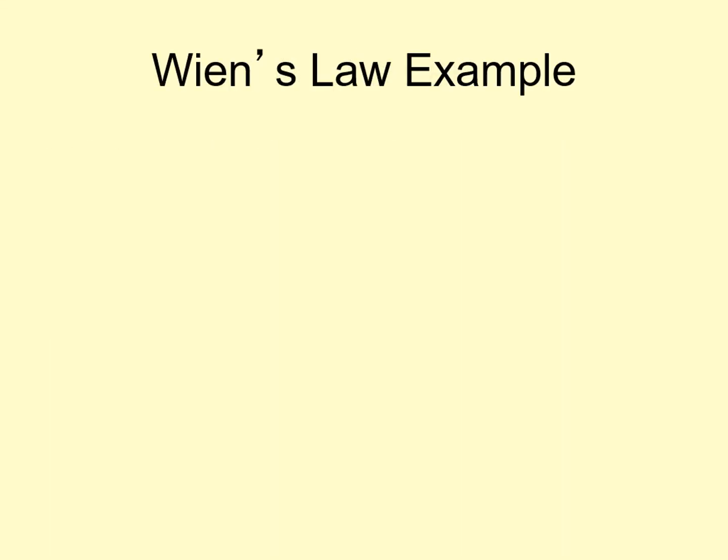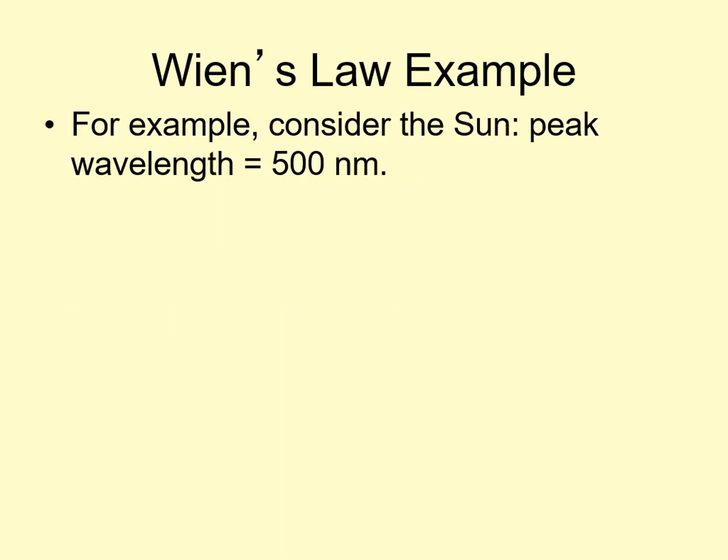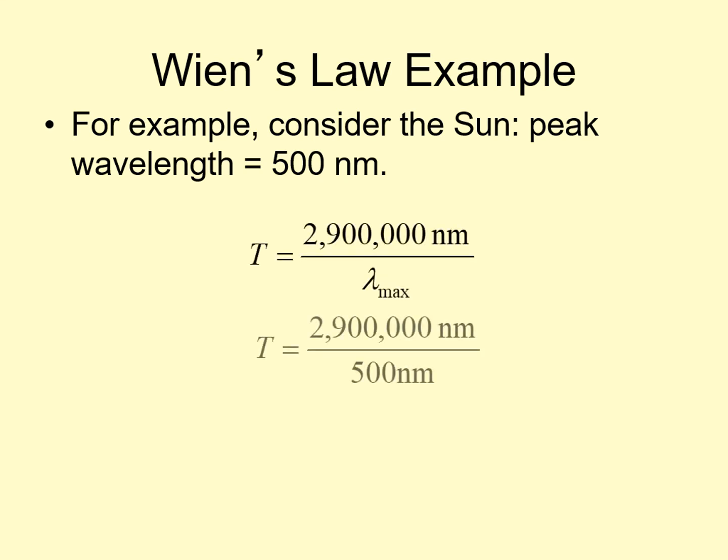Now let's look at an example of how to use Wien's law. We'll consider the Sun. Like most stars, the Sun emits thermal radiation. Its peak wavelength, where it puts out the most light, is at 500 nanometers, right in the middle of the visible spectrum. So we write down the formula here. Then we plug the wavelength in for lambda. We don't have a unit conversion since the wavelength is already given in nanometers. When we solve it, we get a temperature of 5800 Kelvin.